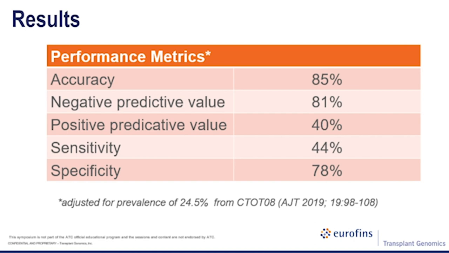So what were the performance metrics? Well, the accuracy was 85%. The negative predictive value was 81%. Positive predictive value was 40%. Sensitivity, 44%. And the specificity was 78%.